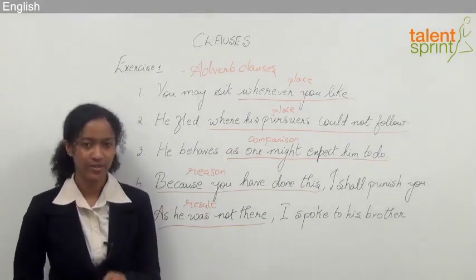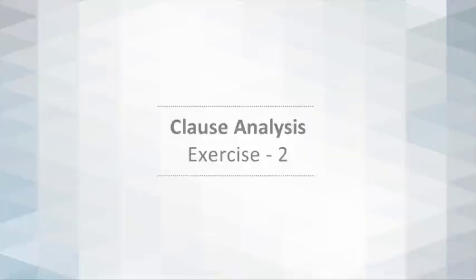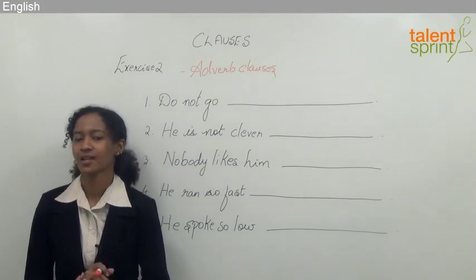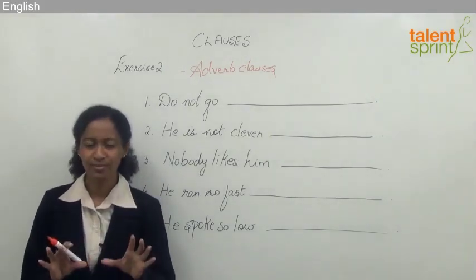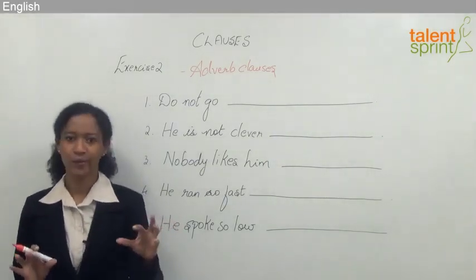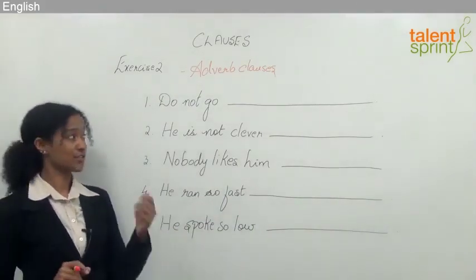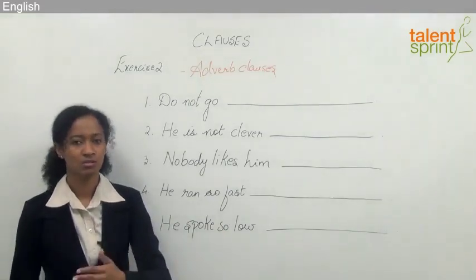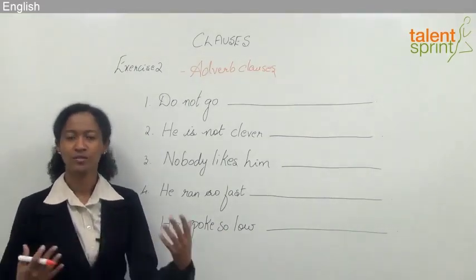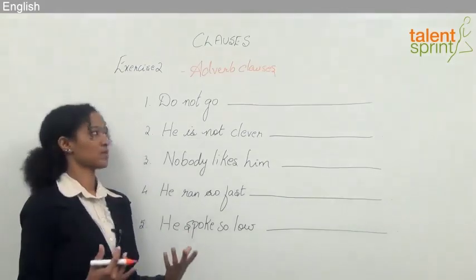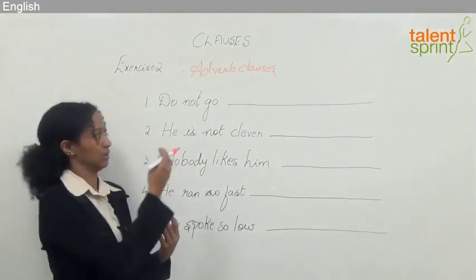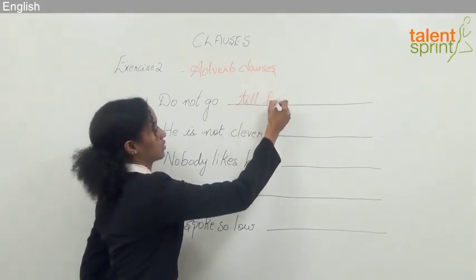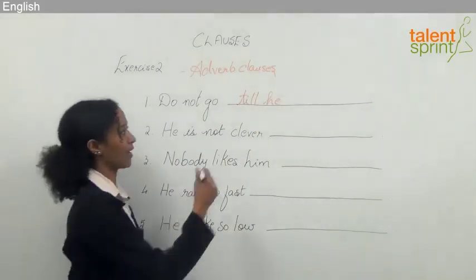Let's make sure we got this right. Let's do one more exercise. In this exercise, we are going to provide some adverb clauses. Okay? And fill these blanks. The first one, do not go. It has to be in reference to time. So I can say do not go till he comes back, or till I come back.